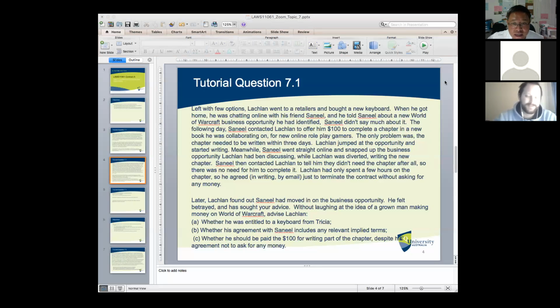In the first place, there is, I'm sorry, yes, Luke. Sorry, I was going to say, yeah, I just reread it again, and it doesn't seem like there was even a contract between Sanil and Lachlan in regards to the online business opportunity. There was no confidentiality stated for Lachlan's information. He was just talking to his online friend about a situation, right. And Sanil has actually decided to go for it himself rather than including Lachlan. Like, the only contract I can see is between Sanil and Lachlan when he offers him $100 to write a chapter in a new book. That's right. So that's correct, Luke.